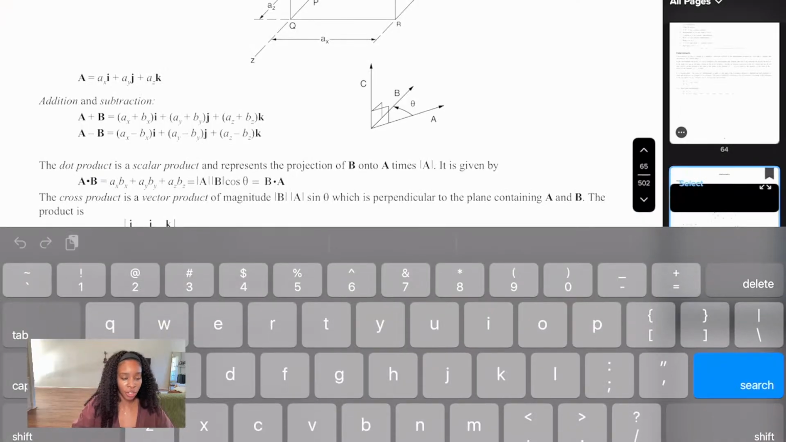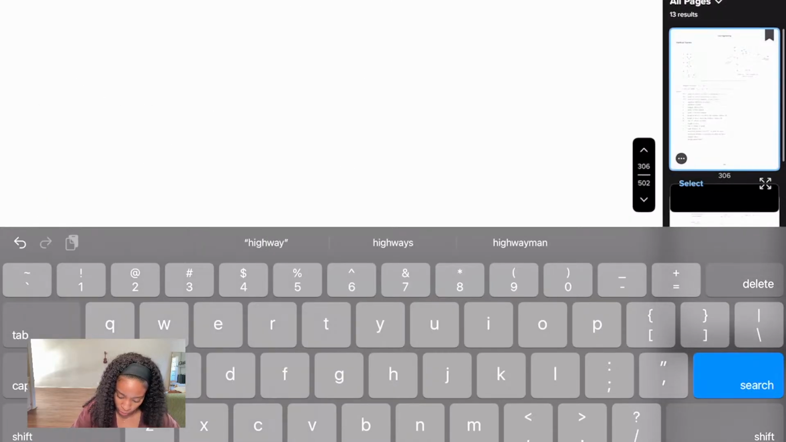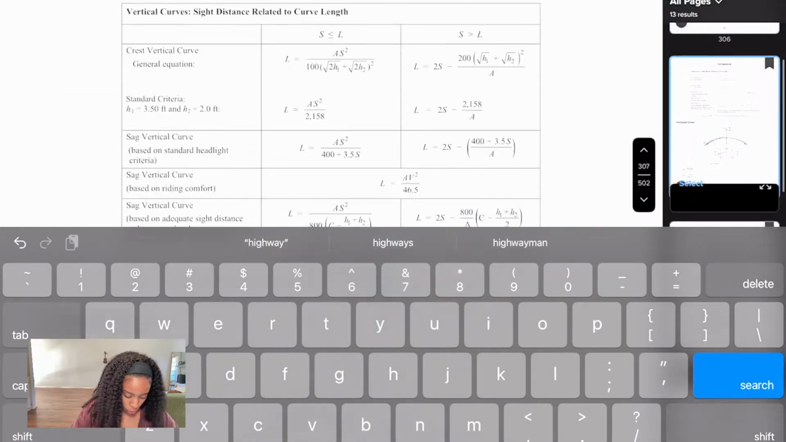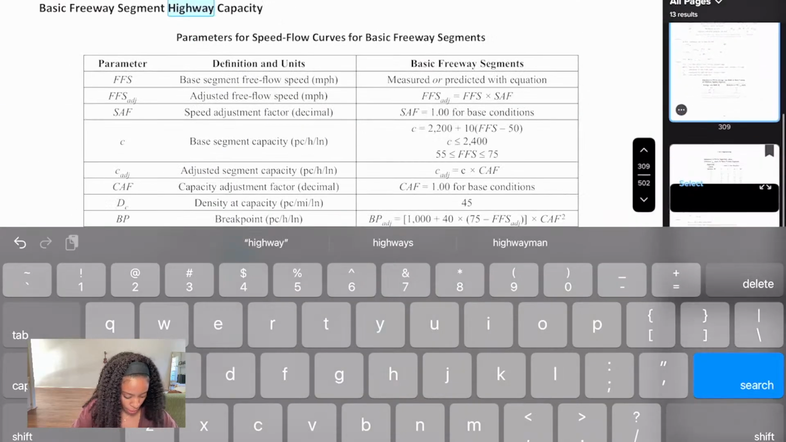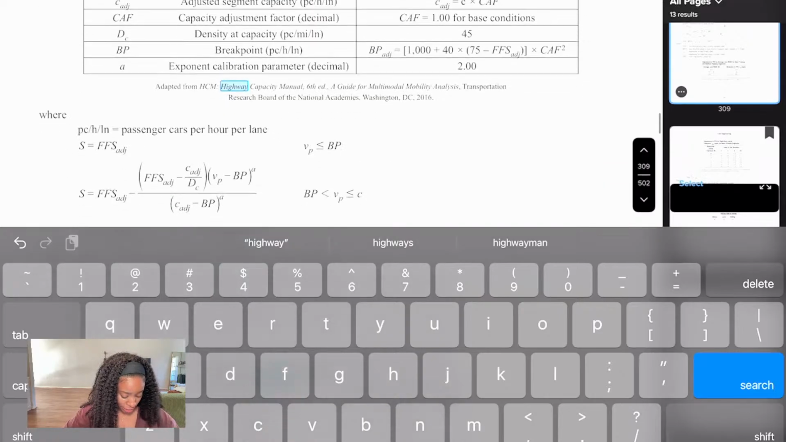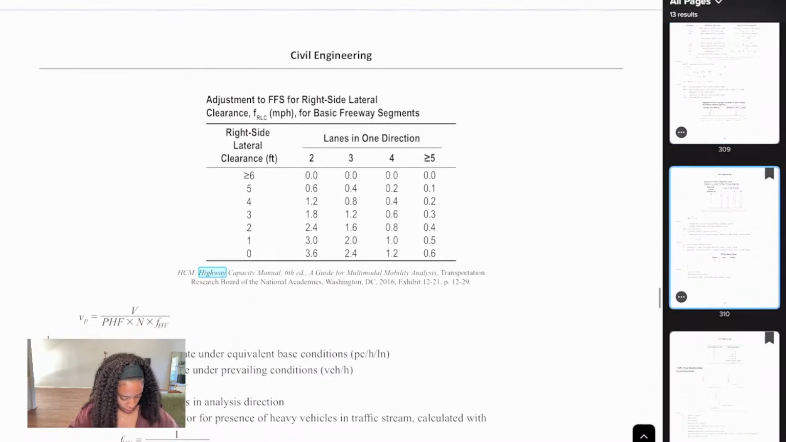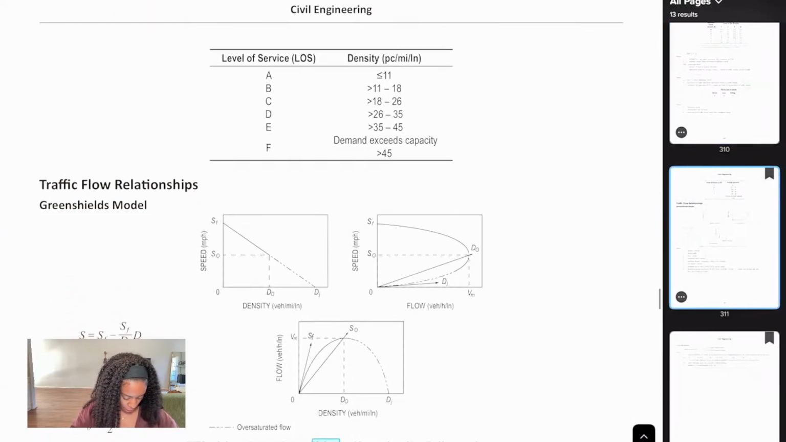So the question is asking us to determine the maximum flow of a highway. So I'm not going to search for maximum flow because maximum flow could be in a lot of different categories. So I will say highway. I'm going to search for highway and see what comes up. So we have vertical curves. It's not a vertical curve problem. Okay, so that brought me to the highway capacity. So let's see if we can find something helpful in here.